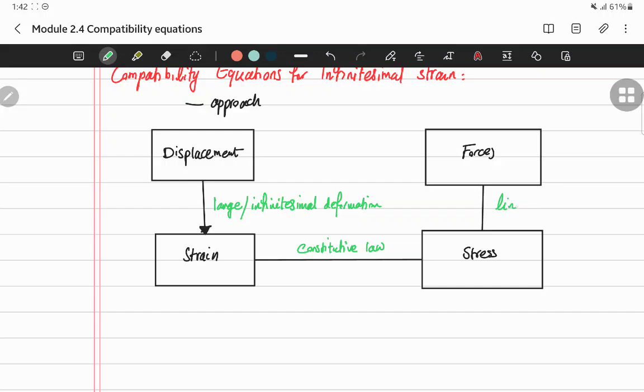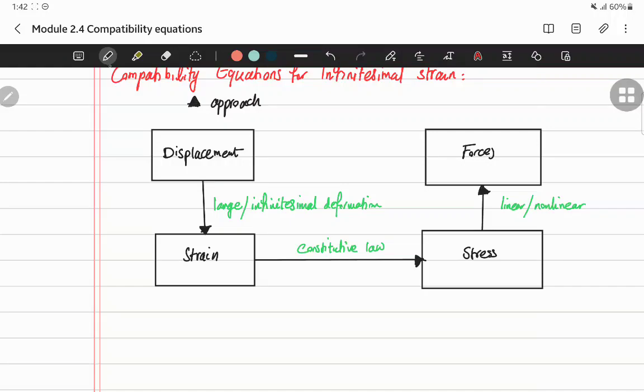Linear or nonlinear. And I forgot these arrows here. We're moving in this direction. Maybe it's better to put a triangle here.